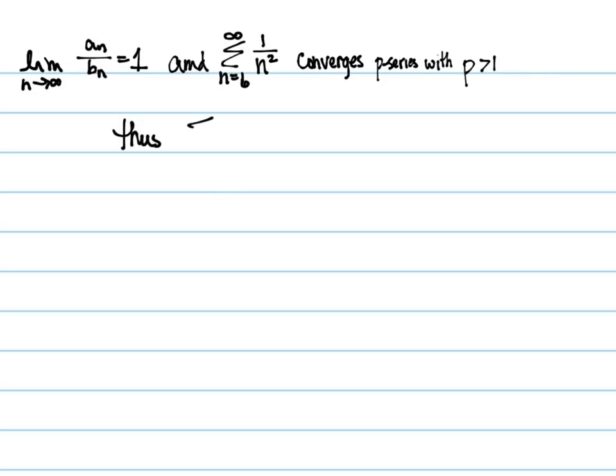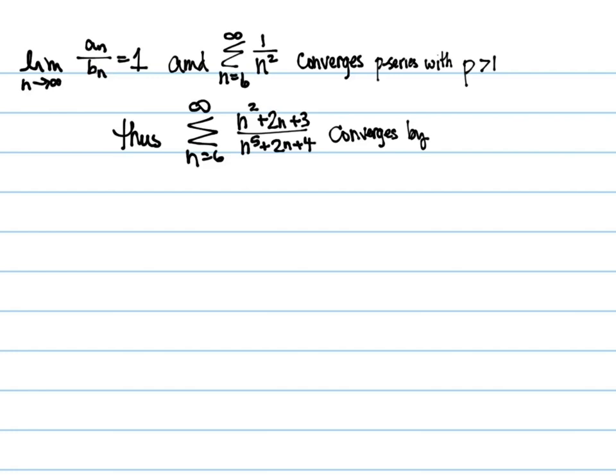Thus, the summation from n equals 6 to infinity of n squared plus 2n plus 3 over n to the 5th plus 2n plus 4 converges. Why? What's our new test? By the limit comparison test. The one we just did, right?